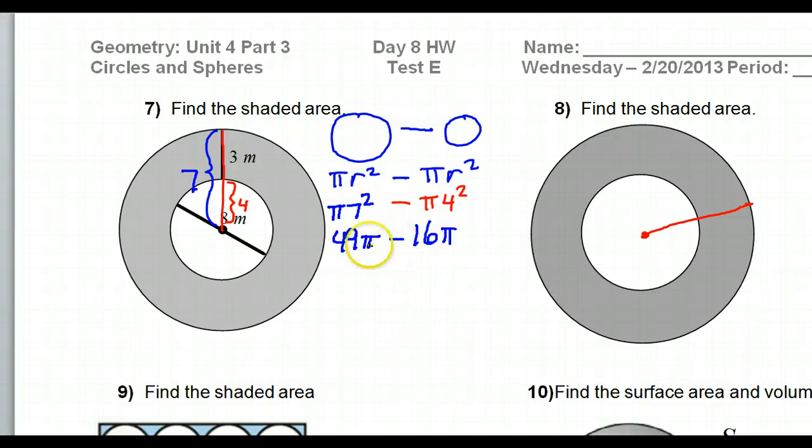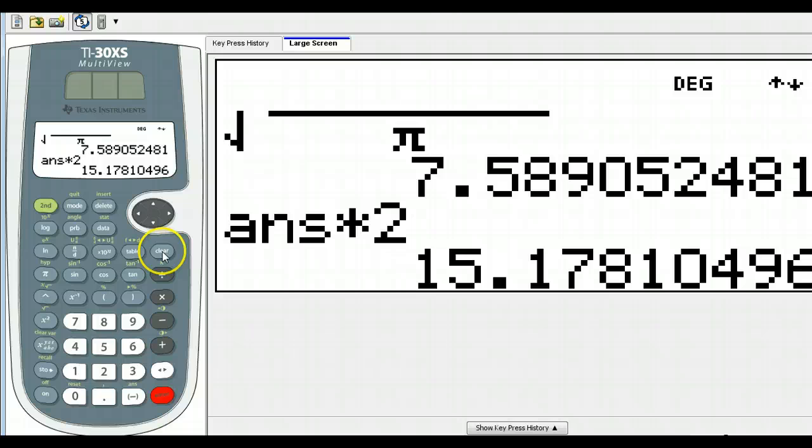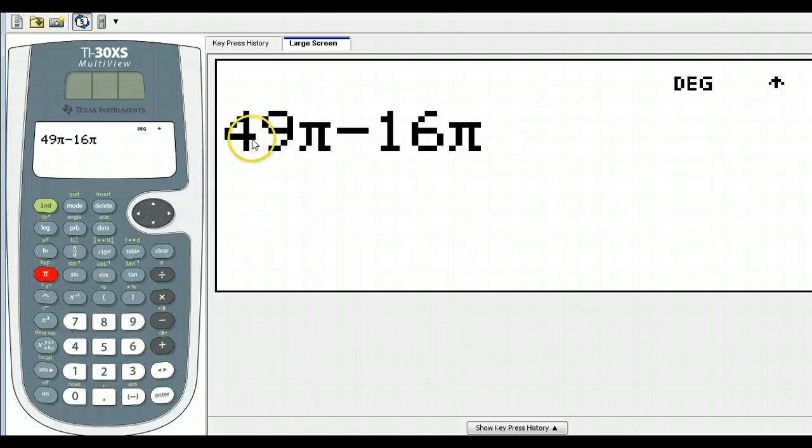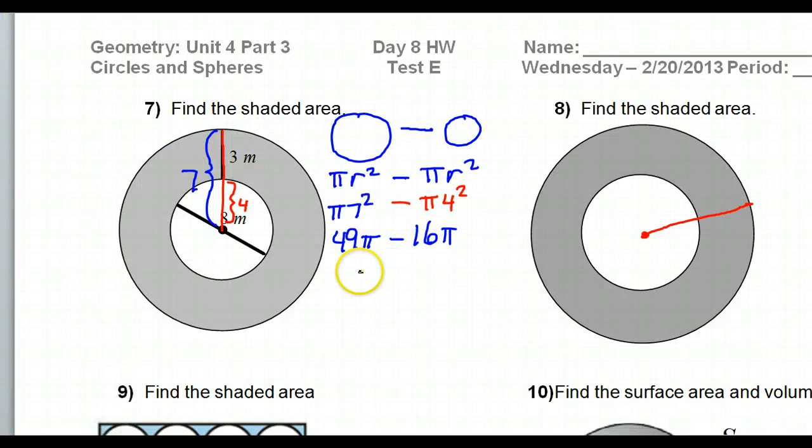For an exact answer, am I done? Do I leave it like this? No, these are like terms. 49 pi minus 16 pi. They both have pi's. Okay, 49 pi minus 16 pi. Well, it's really going to be a matter of just doing 49 minus 16. So that's going to be, what, 33? So we get 33 pi. Don't forget the pi. So 33 pi, ladies and gentlemen.